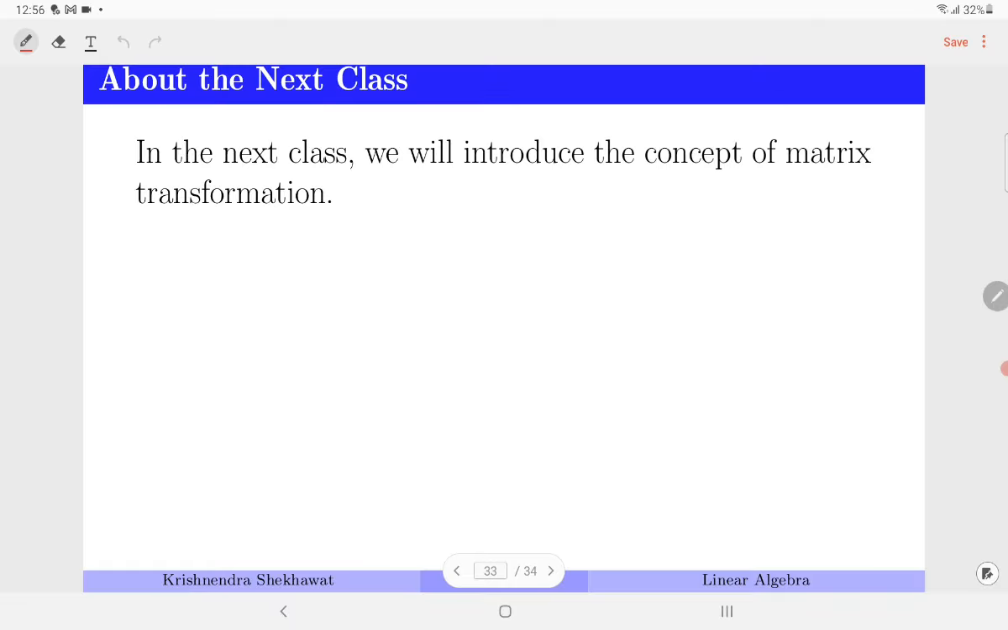In the next class, we will introduce the concept of matrix transformation, and from there on we will reach the concept of linear transformation.